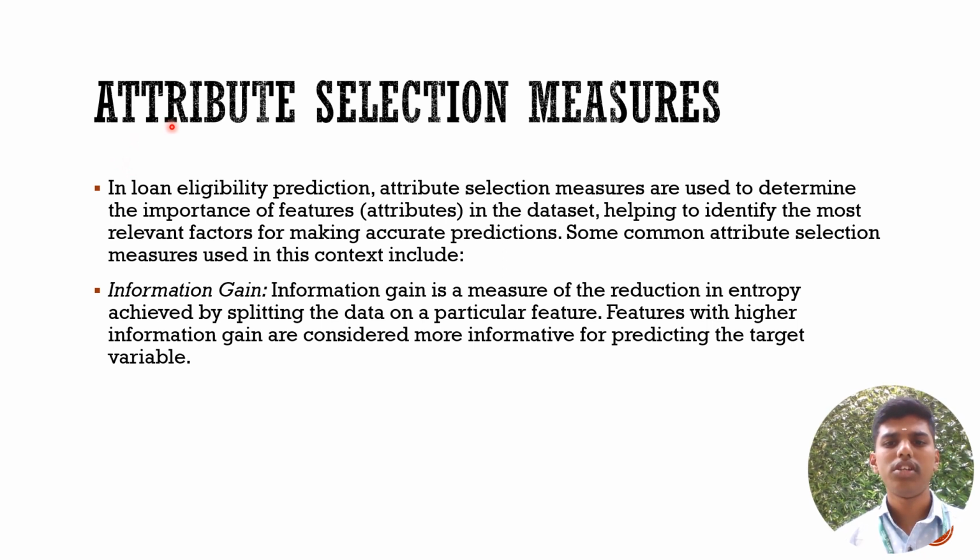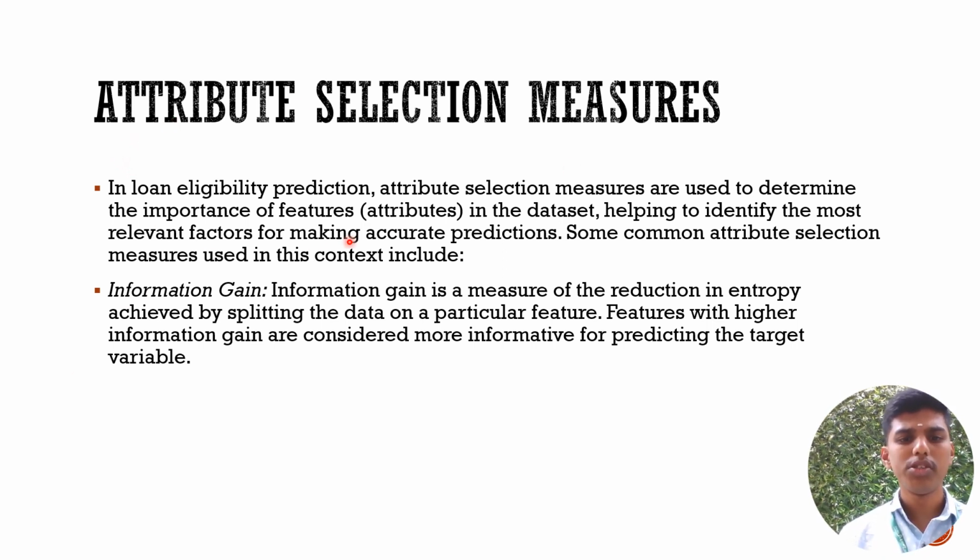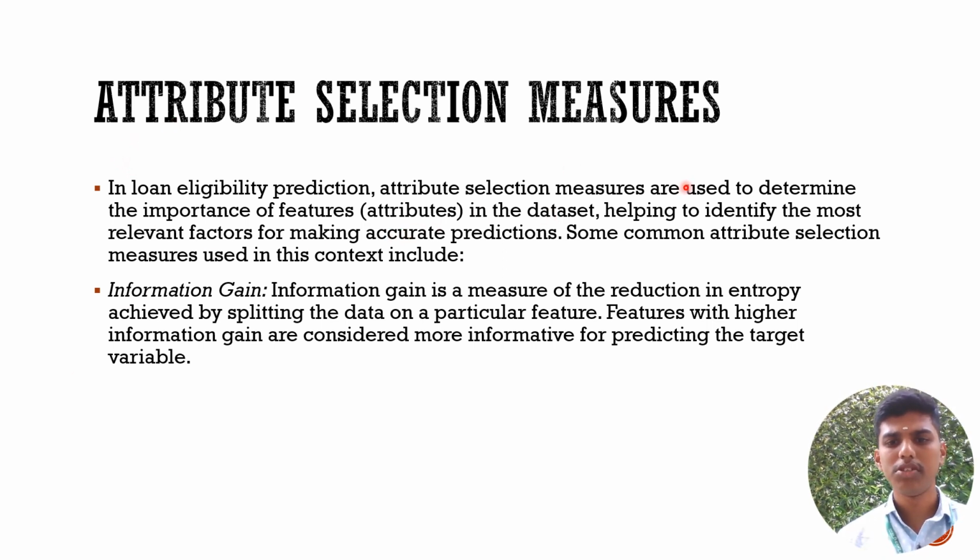Next, attribute selection measures. In loan eligibility prediction, attribute selection measures are used to determine the importance of features, that is, attributes, in the dataset, helping to identify the most relevant factors for making accurate predictions. Some common attribute selection measures used in this context include: first is information gain.